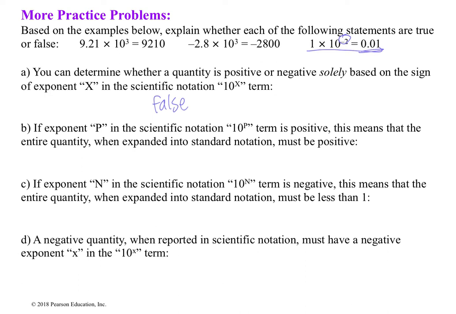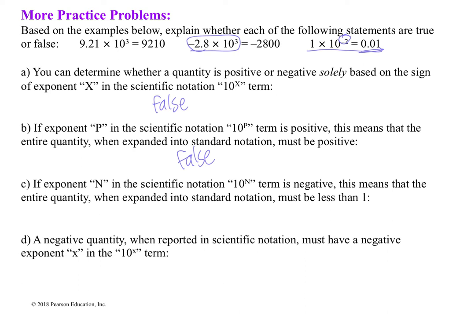If the exponent p, so 10 to the p, is positive, that means the entire quantity must be positive. Not necessarily, right? Because here I have negative 2.8 times 10 to the third. So p is positive, it's 3, but the whole number is negative. So if there's a negative in front of the value, then it's negative, not in front of the exponent.